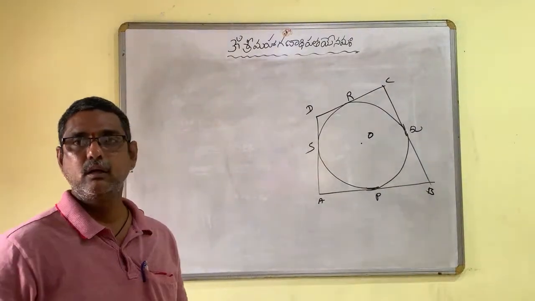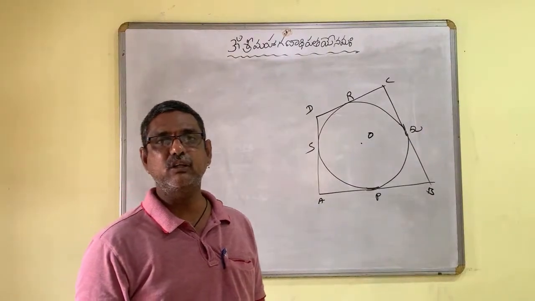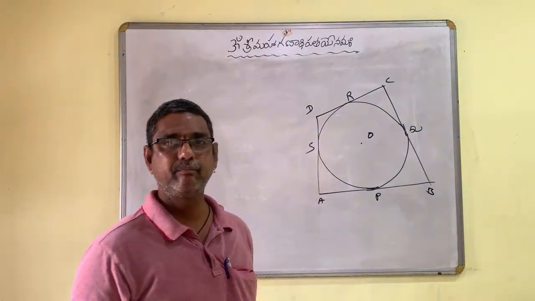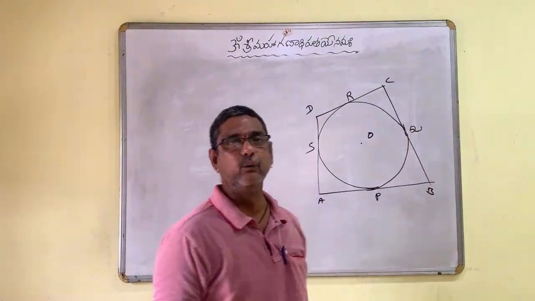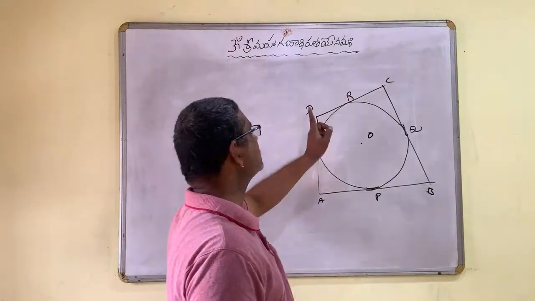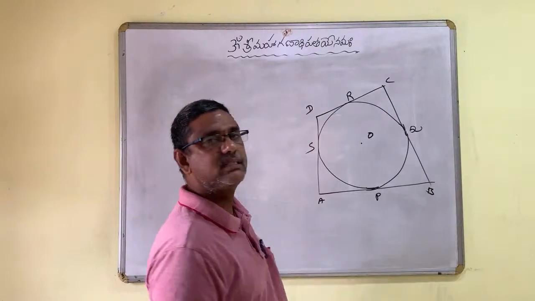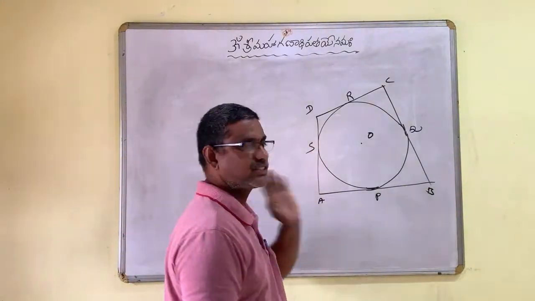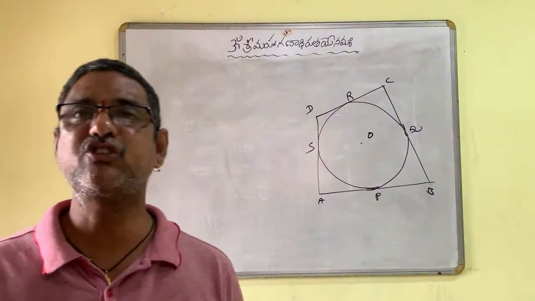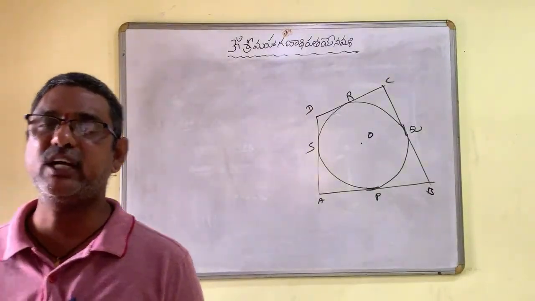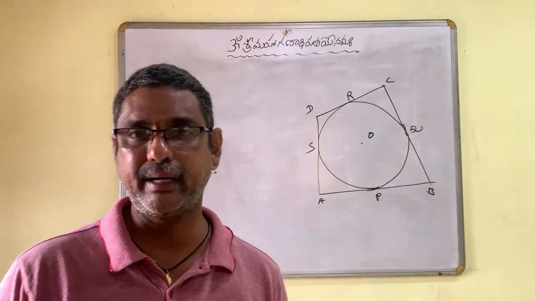Now, children, you can observe here, AB is tangent to the circle at P. BC is tangent to the circle at Q. CD is tangent to the circle at R. And AD is tangent to the circle at S. This is what we have to observe in this problem. All four sides of the quadrilateral are tangents to the circle at P, Q, R, S respectively.